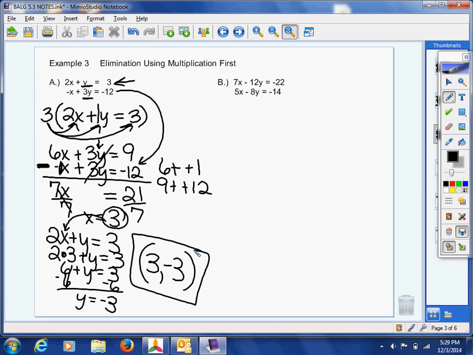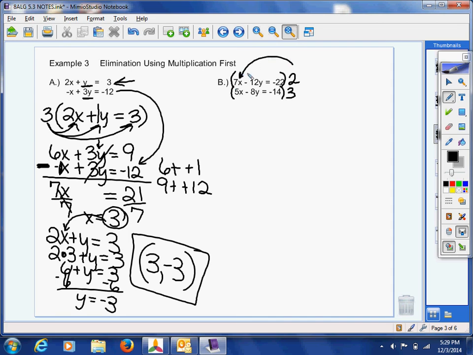You can eliminate either one. It doesn't matter. I'm going to do the y's, okay? I'm going to focus on the y's. And so I want to make y negative 24. So I'm going to have to multiply by 2. And then on the bottom equation, I'm going to have to multiply by 3. That'll give me my negative 24. So that's good enough for me.